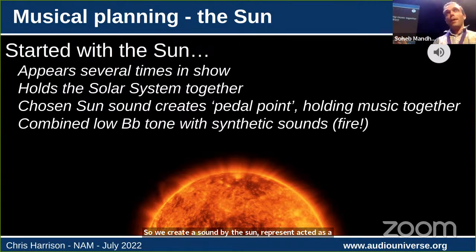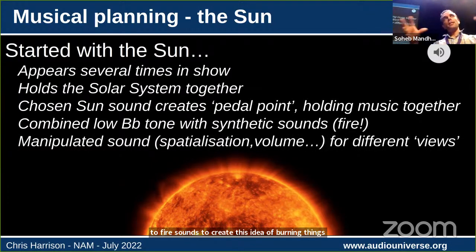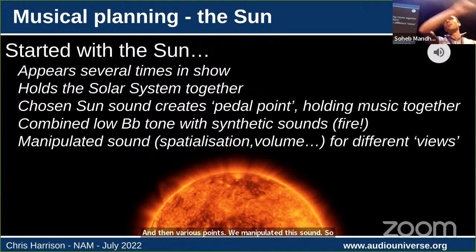We used a B flat tone as the primary sound for the sun, but then we added on top of that some synthetic fire sounds, to create this idea of a burning thing that's very hot. And at various points, we manipulated this sound. If we're far away from the sun, we've changed it a bit. When the sun moves across the sky, we track it across the sky in various ways, taking this basic note and tone and manipulating it to give the different views of the sun.